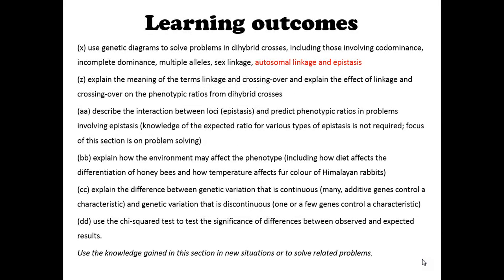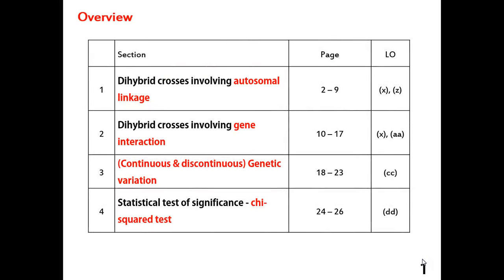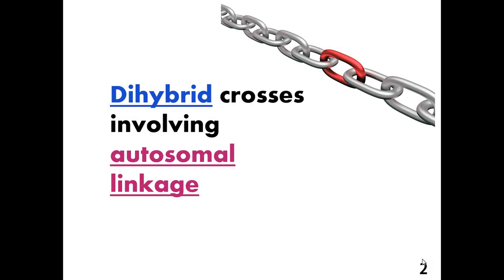These are the learning outcomes of the topic. And this is the contents overview for the entire topic. I have divided the entire topic into 4 different components. Let's begin with the first one, dihybrid crosses involving autosomal linkage.